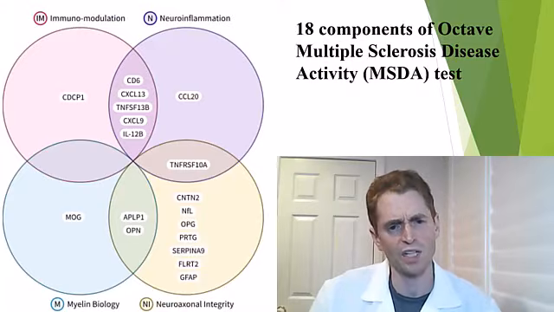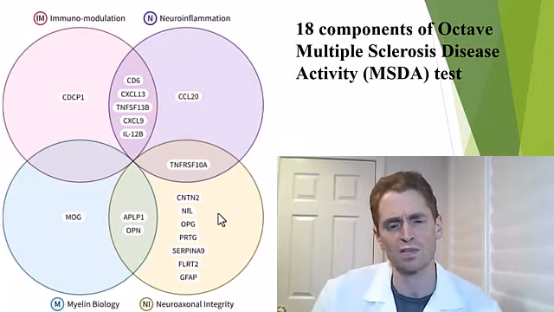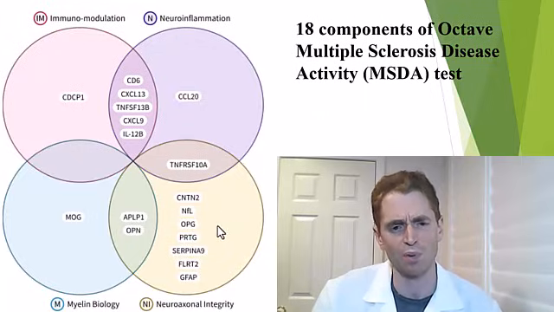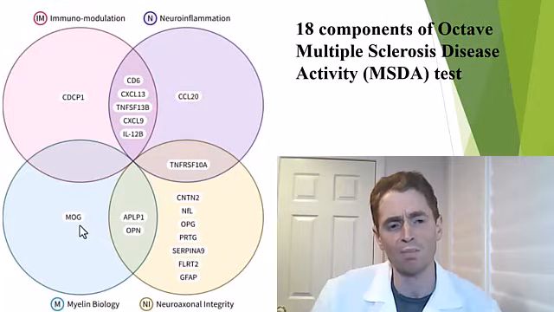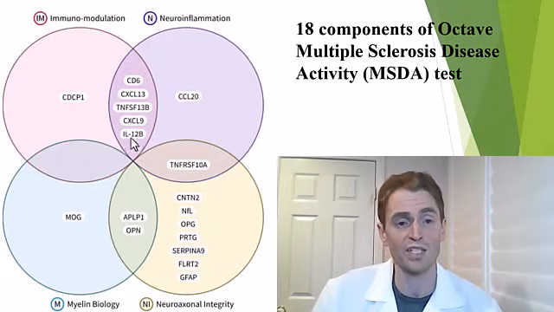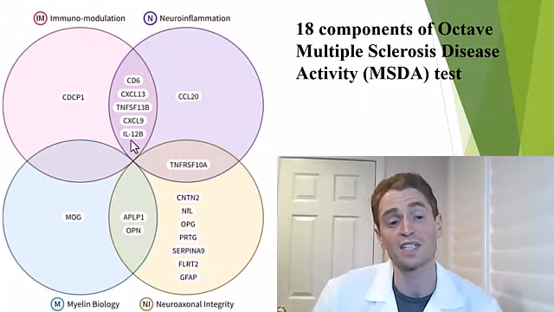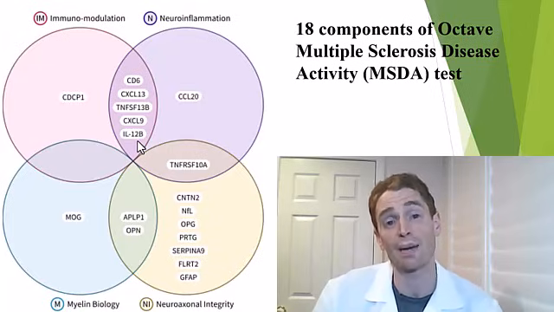Many of these proteins are well known. For instance, neurofilament light chain is a component of the axon or nerve fiber and is elevated during multiple sclerosis attacks and correlates with prognosis. The same with GFAP, and also MOG, myelin oligodendrocyte glycoprotein, is a component of myelin, and many of these proteins are related to the immune system. For instance, interleukin 12 is one of the cytokines associated with MS inflammation.